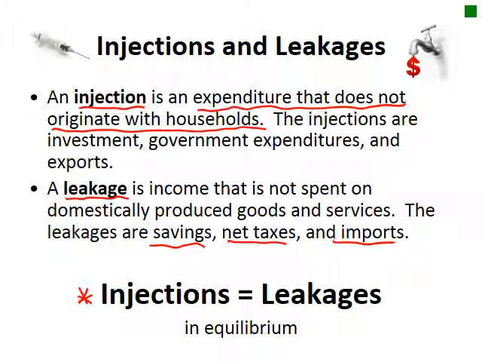Leakage is income that is not spent on domestically produced goods and services. So it's money that's not going back to buy the goods and services. So if you're not buying goods and services, what could you do with your money? You could save it, you could pay taxes, or you could buy imports. And note that injections equal leakages in equilibrium.